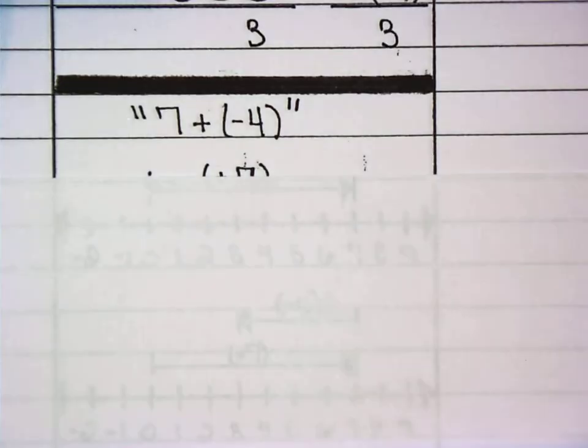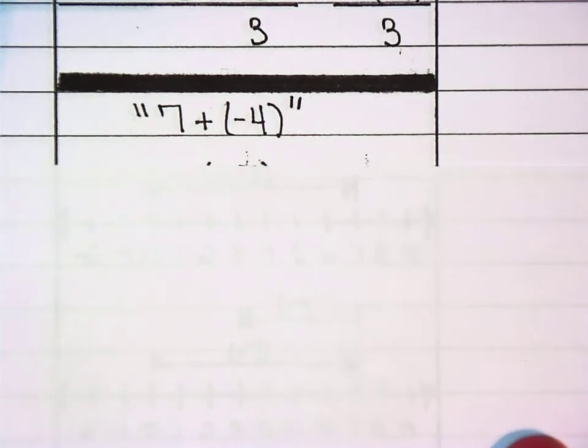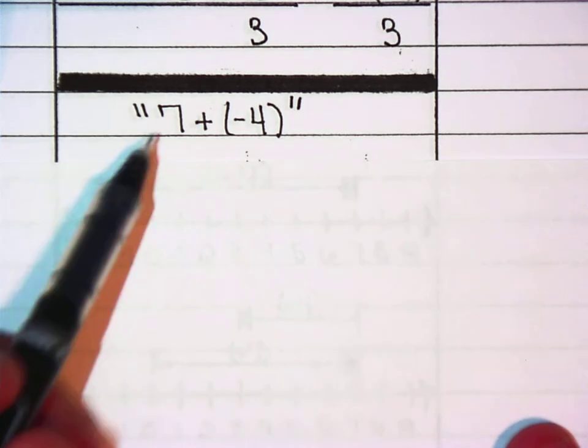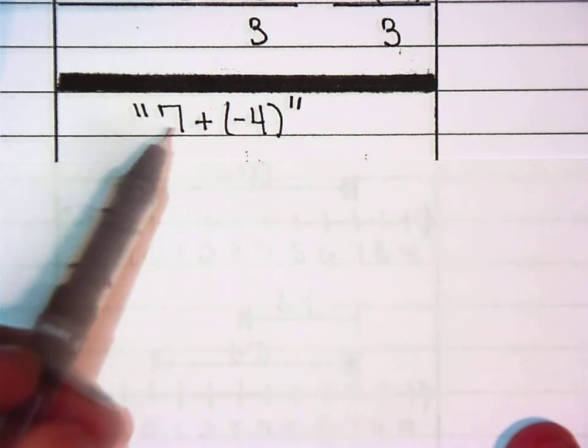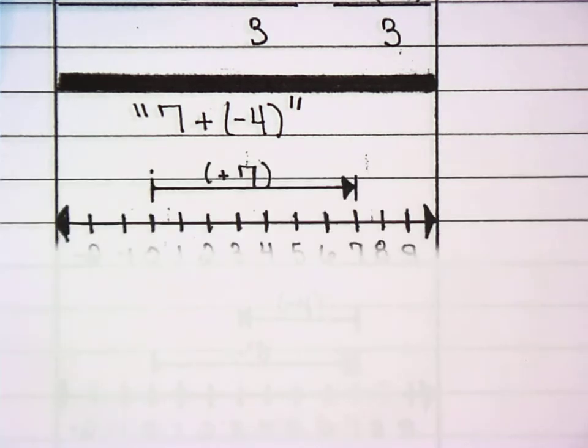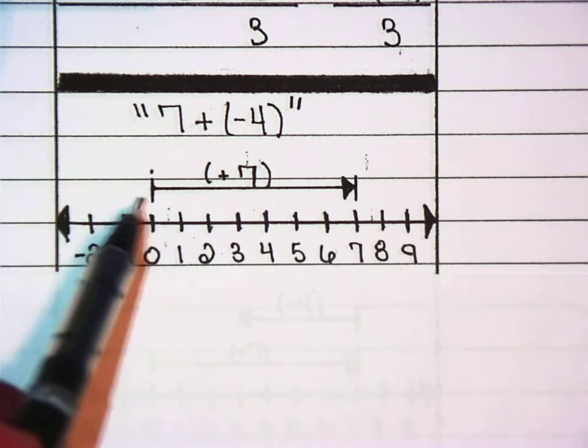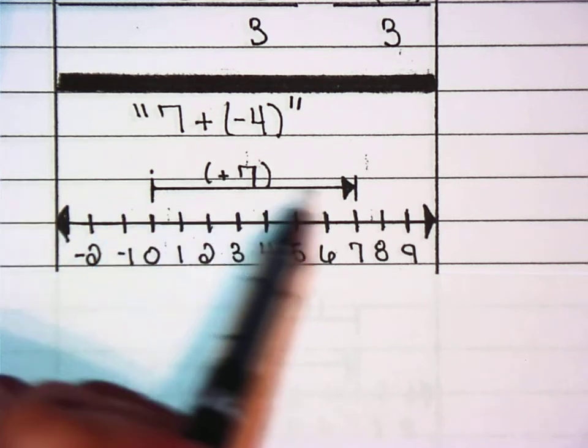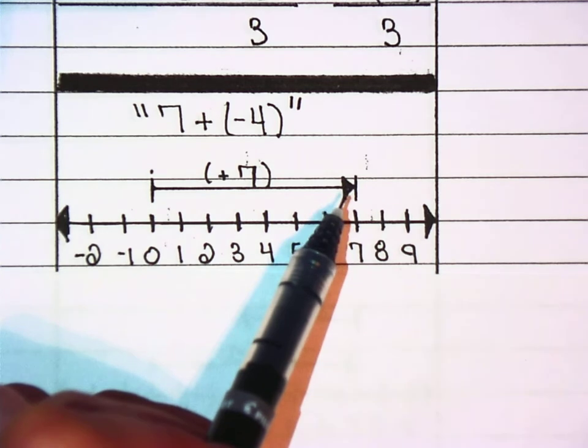After constructing my number line, I then have to start making my line segments. My first line segment has to represent positive 7. That means I start from 0, like always, and then go 7 steps to the right to positive 7.